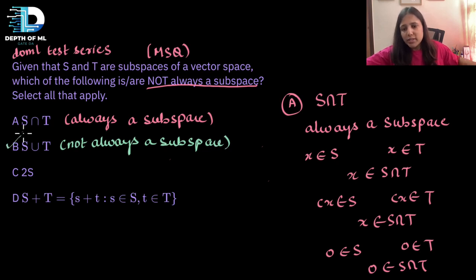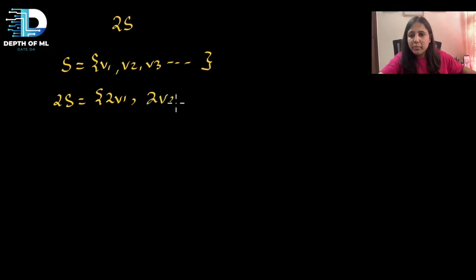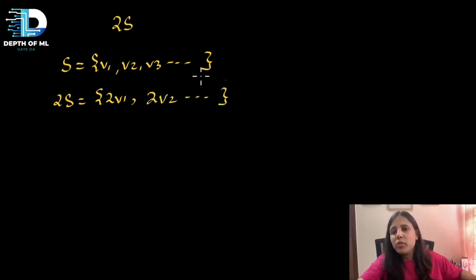Now let's say 2S. So what is the meaning of 2S? What is happening in S? S had vectors v1, v2, v3 up to vn. Some vectors were there, right? What is 2S? 2S is nothing but you have multiplied every vector that this vector space S had. You have just multiplied them with 2, so you have just taken multiples of 2.